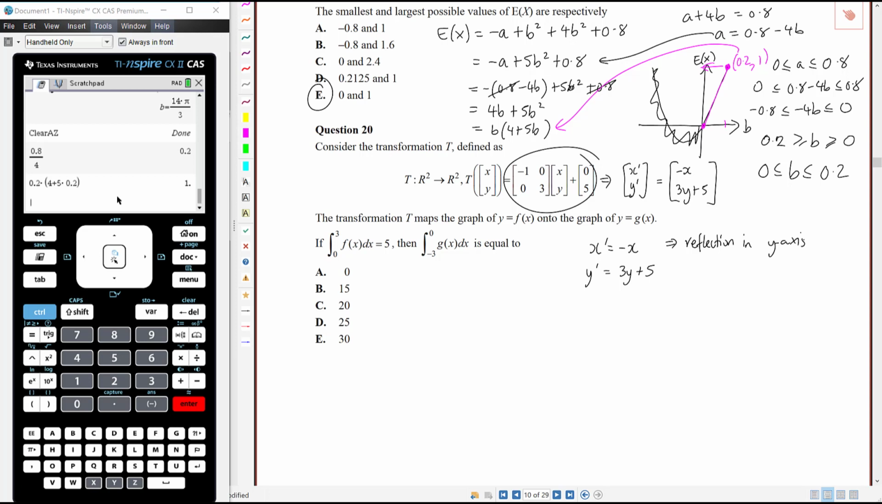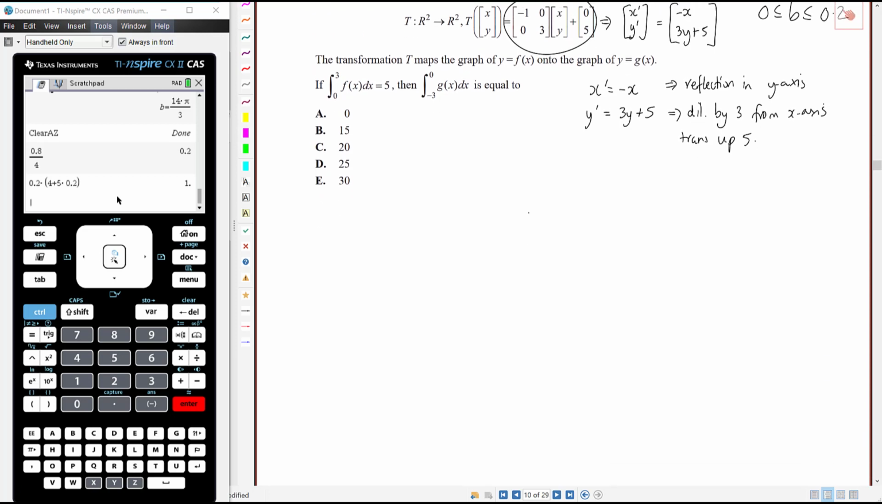So this means that if the image of x is negative x, we've got a reflection in the y-axis to get from f to g. And if y dash is 3 times y plus 5, so multiplying the y values by 3 is a dilation by 3 from the x-axis, and then a translation up by 5. Okay, so let's just think about what that means graphically then.